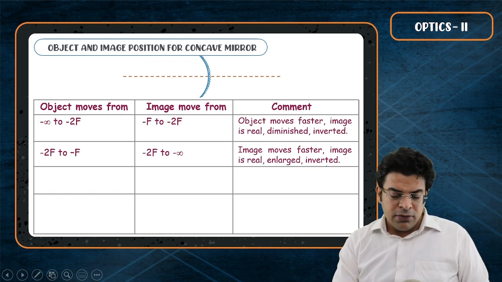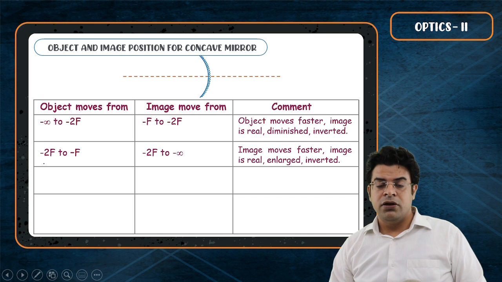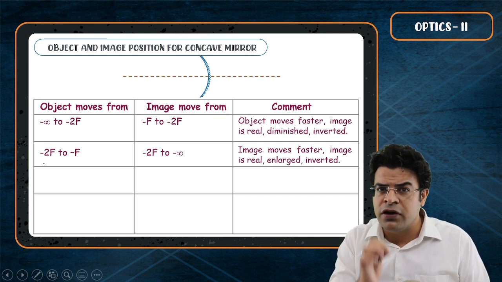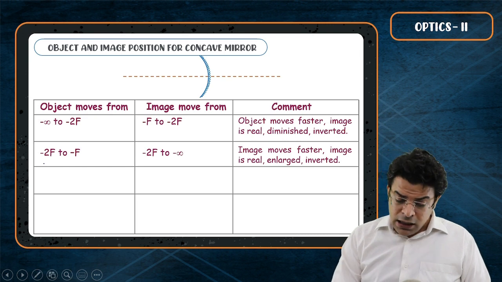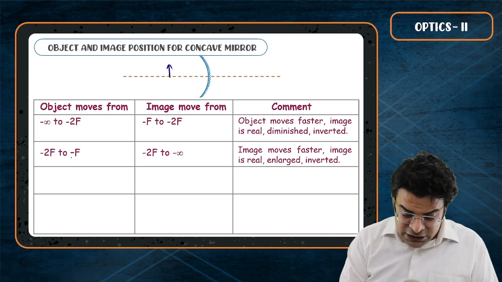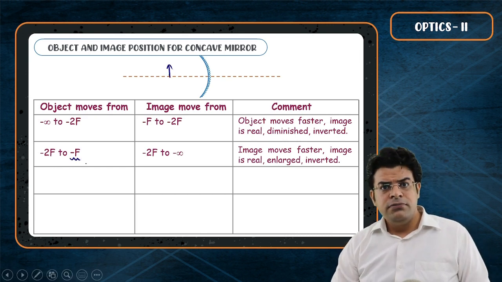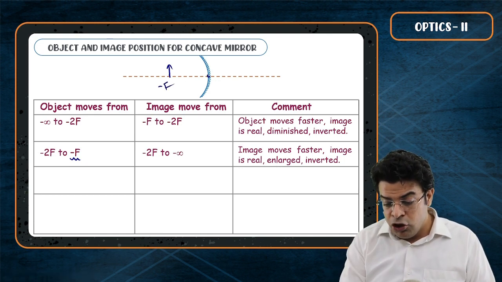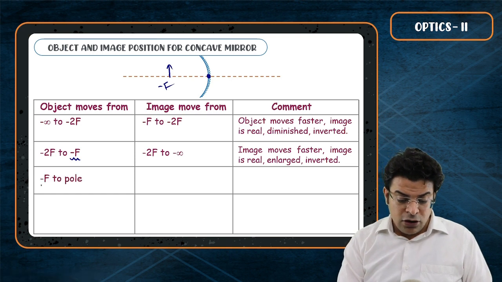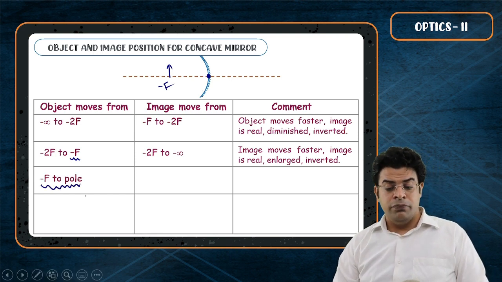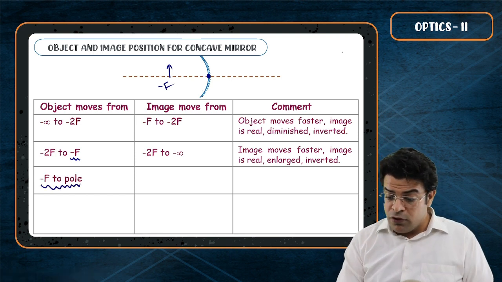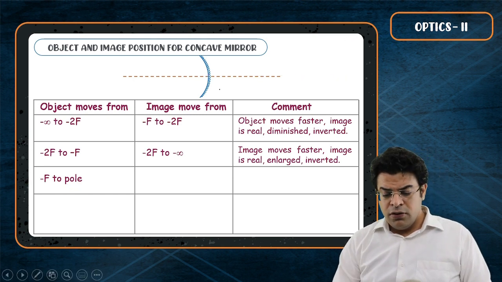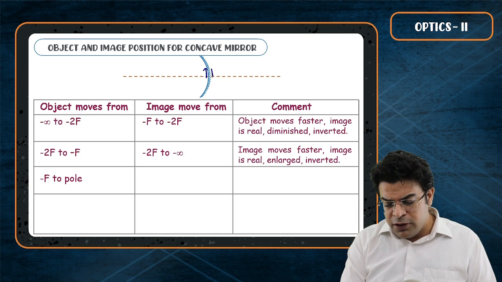Now I think that most of you know this part already. Now comes the next part from where it becomes important, and majority of students do not remember these parts. Now our object has reached already minus f. Now as the object moves from minus f to pole, the image moves from plus infinity to pole. Sir, for object at pole, the image will be also at pole.